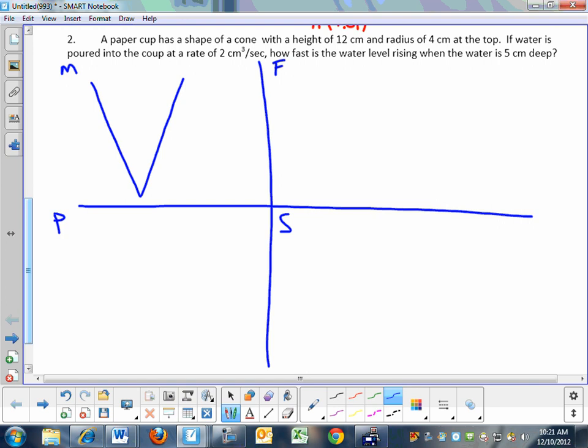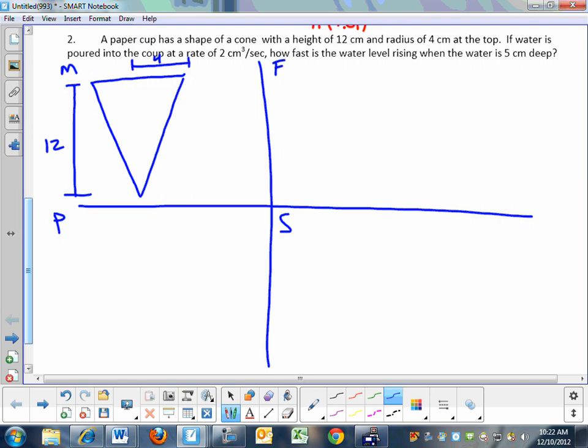So here we go. We know that this cone has a radius of 4, and it has a height of 12.